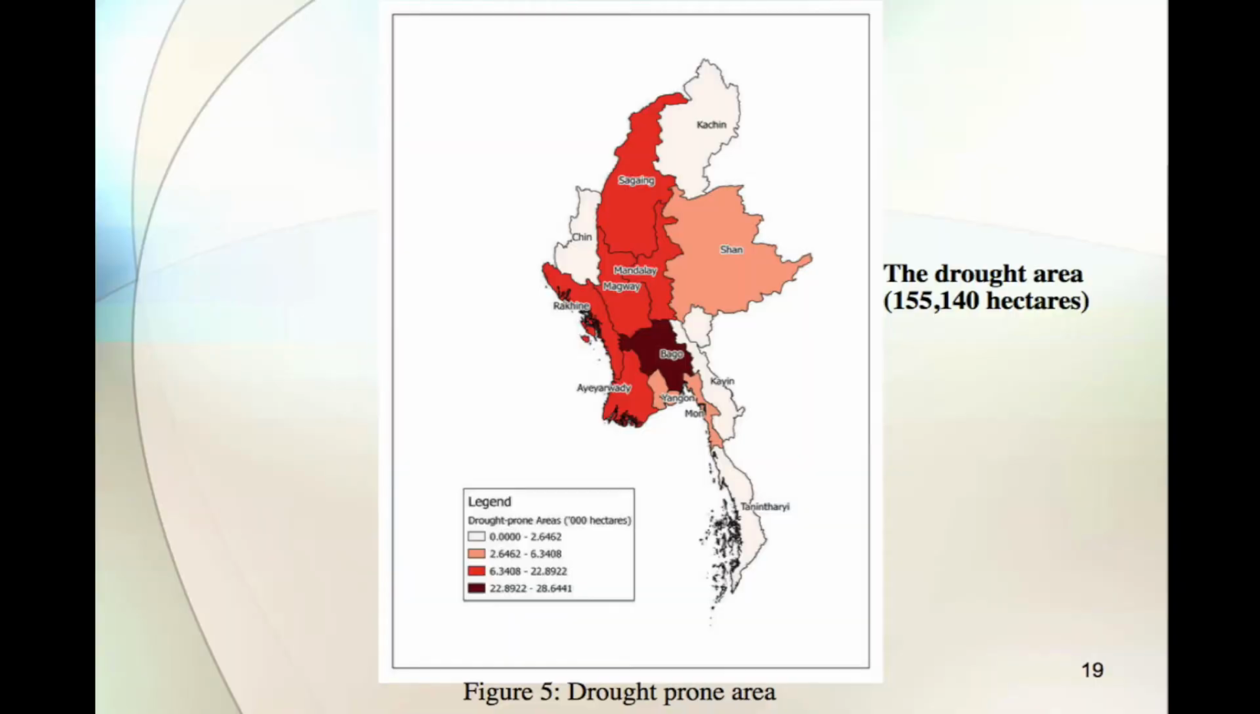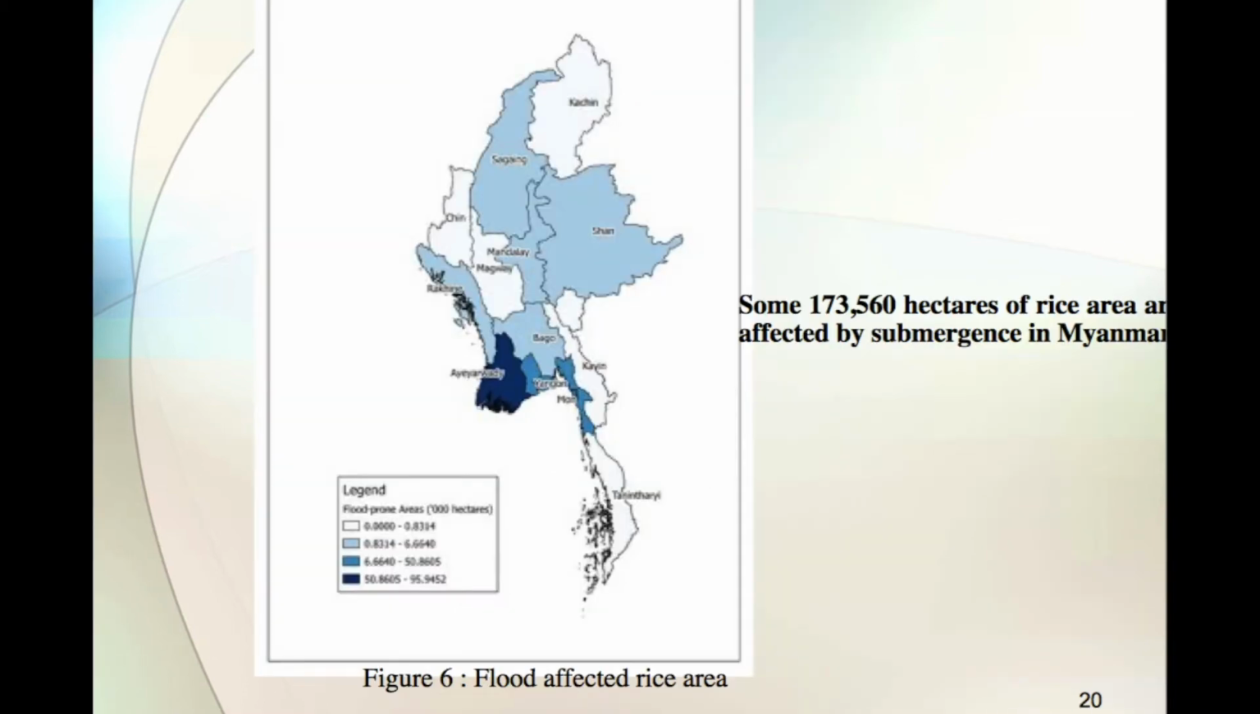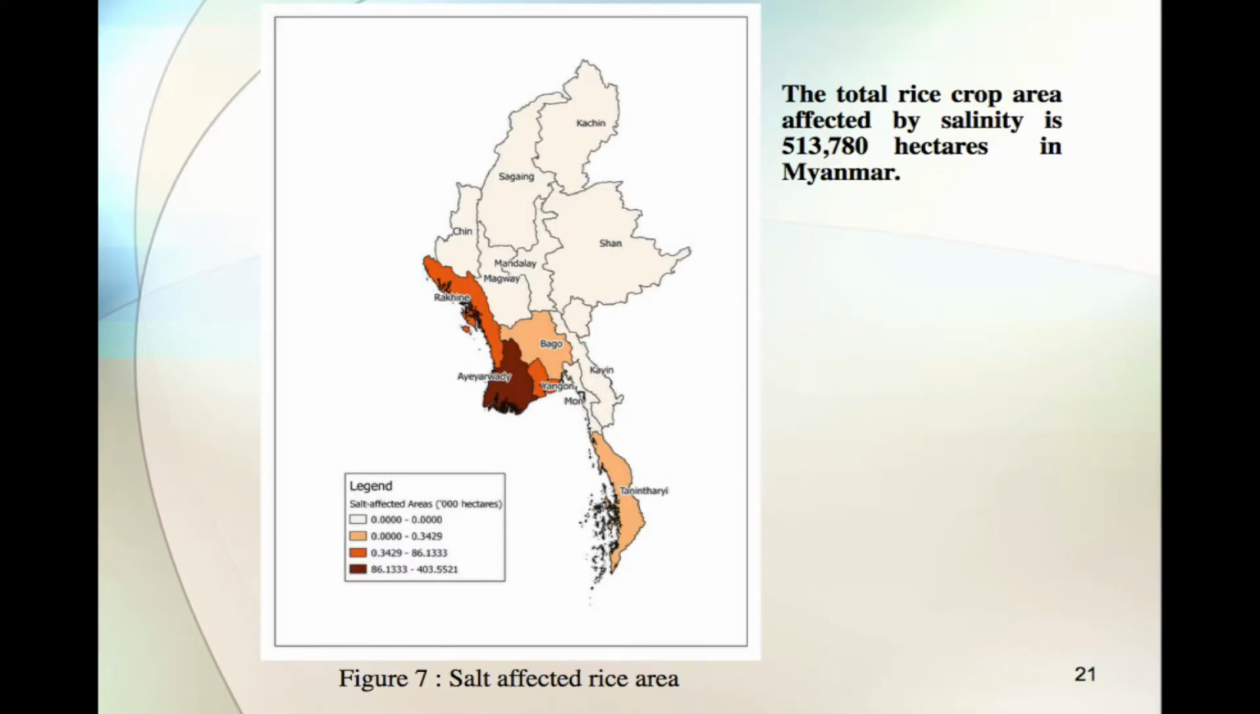This figure shows the drought-prone area of Myanmar, and this figure shows the flooded or submerged area of Myanmar, and this figure shows the salt-flooded rice areas of Myanmar.